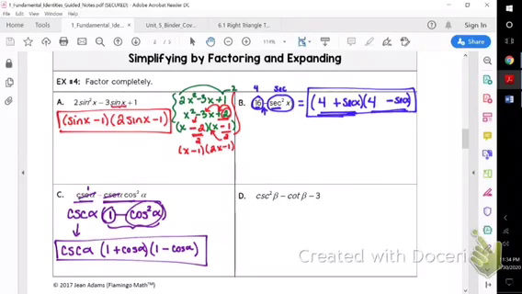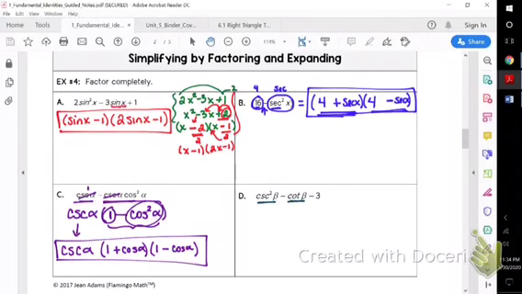Then for D, we have cosecant squared of beta minus cotangent of beta minus 3. So it gives us the idea that it's going to be a trinomial. The only problem is I don't have the same type of trig function. Like in A, we had a sine squared and a sine. In D, here we have a cosecant squared and a cotangent. So they have to be the same in order to factor them.